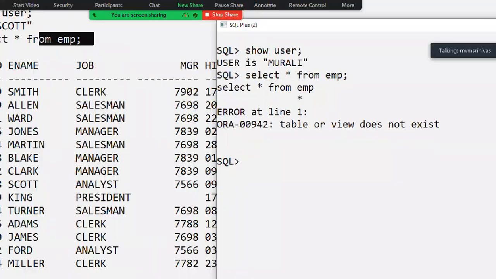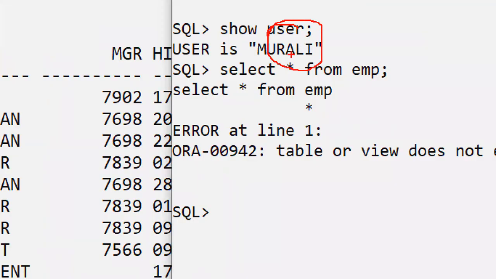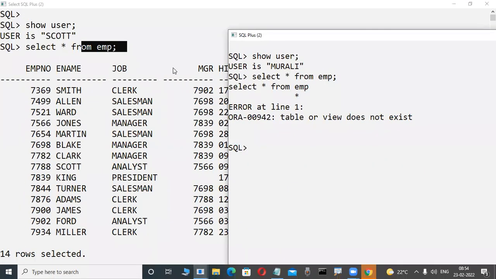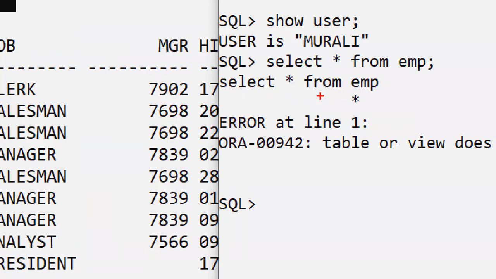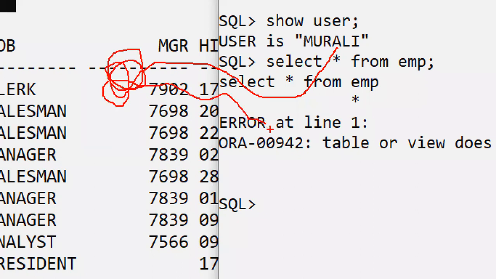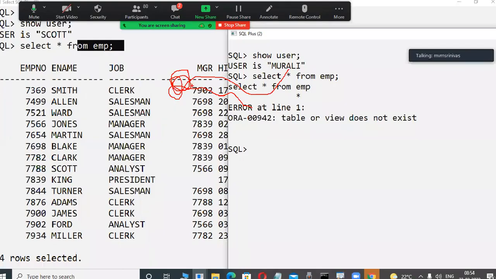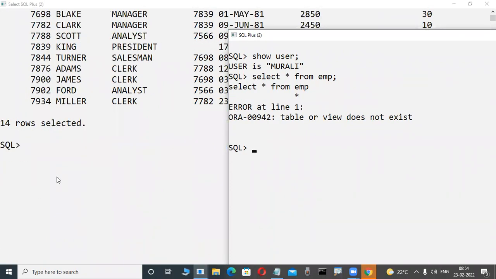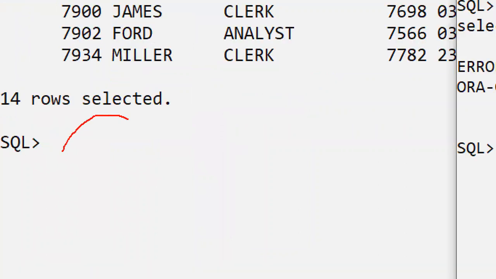Suppose on the company side this Murali employee wants to access this Scott employee's table, then one thing is required only. What is that one? Suppose this Murali employee 100% wants to. This employee may be requesting: please give me your table for accessing something. They are requesting only. Whenever they are requesting, maybe the Scott employee in this case is interested to give permission to the Murali employee, then only it is possible.